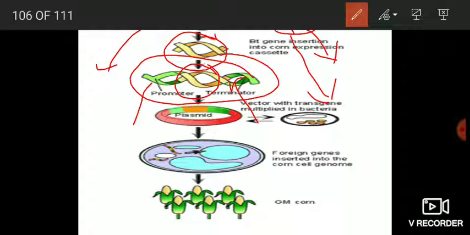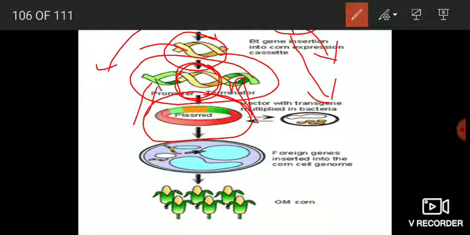Your crop is maize, and you want to have maize which is resistant to insects. You will get this gene from the bacterium and insert it between the promoter and terminator which are specific for maize, and finally the whole fragment of DNA will be introduced into a plasmid.